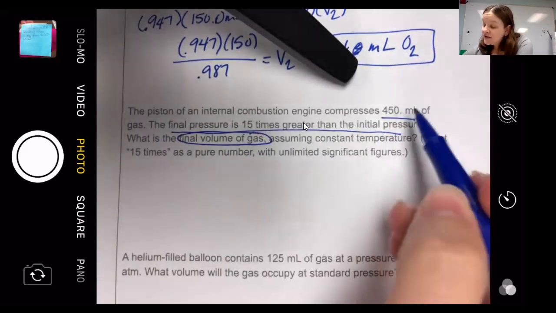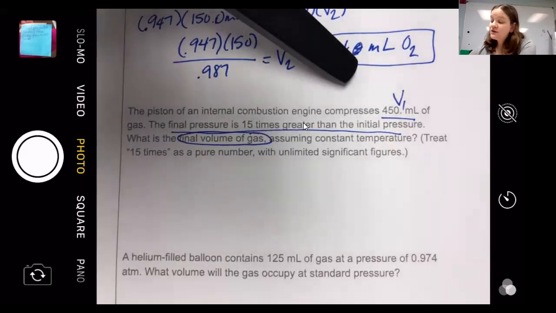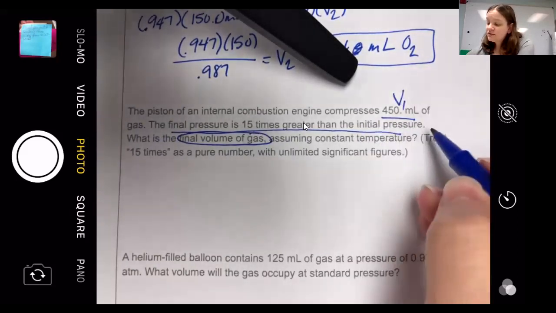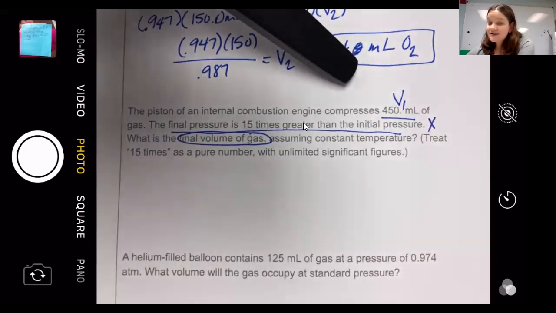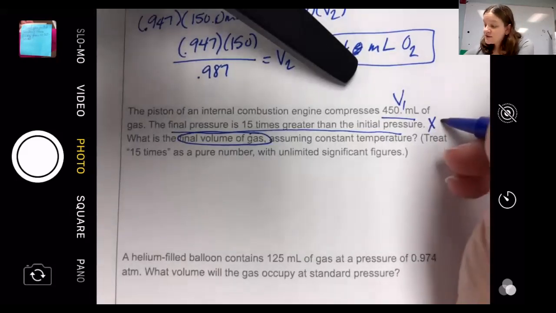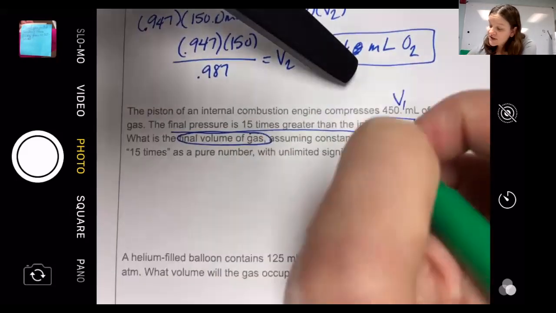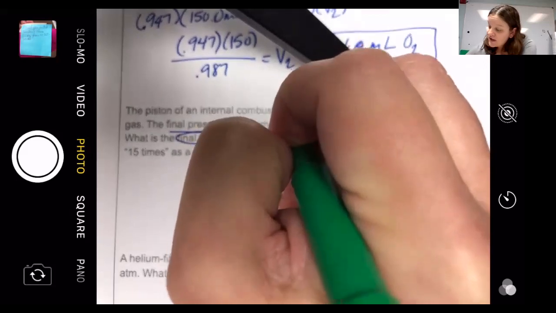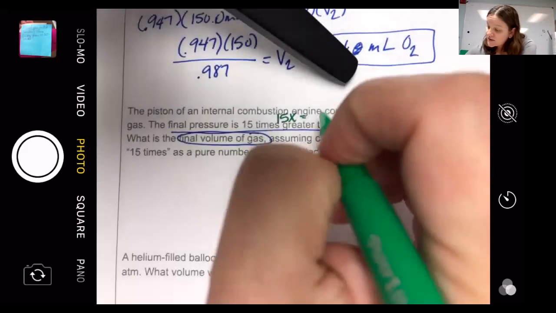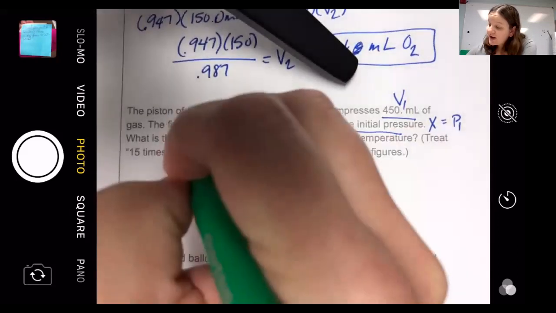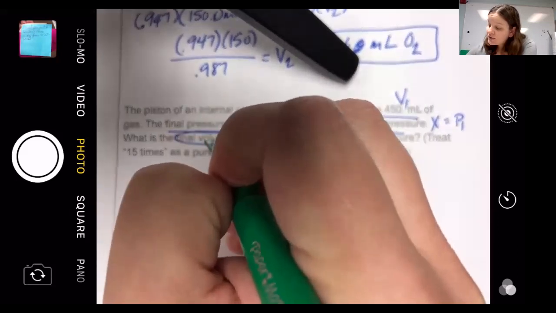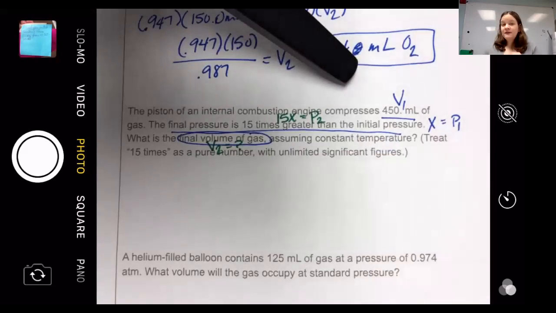So my initial volume is the 450, and then I have some pressure. I'm just going to call it X. Whatever my pressure is, I'm just going to name it X, right? So that's P1. The final pressure is 15 times greater than that. So 15X is my final pressure, and I am looking for V2.